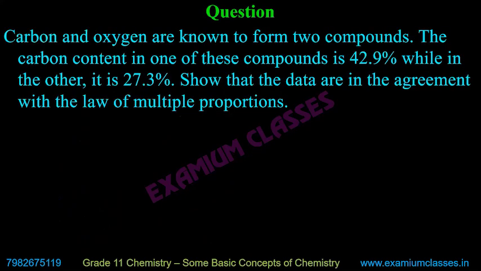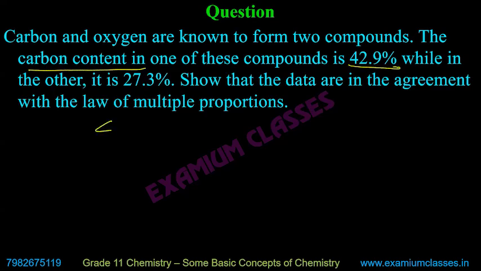Next question: carbon and oxygen are known to form two compounds. The carbon content in one of these compounds is 42.9%, while in the other one it is 27.3%. Show that the data are in agreement with the law of multiple proportion. It means we have to fix the amount of one.